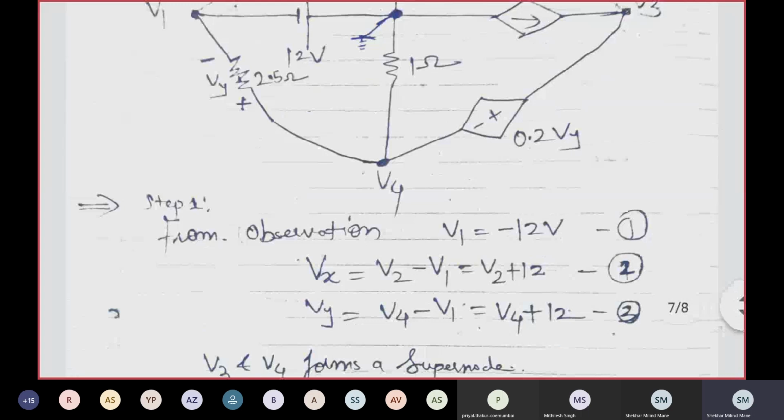Similarly, Vy, we can see Vy is the voltage drop across 2.5 ohm between V1 and V4. So positive side is V4, negative side is V1. So you can directly write Vy is equal to V4 minus V1. So V4 plus 12. This is equation number 3. Have you understood this from observation, whatever I have written? Yes, sir.